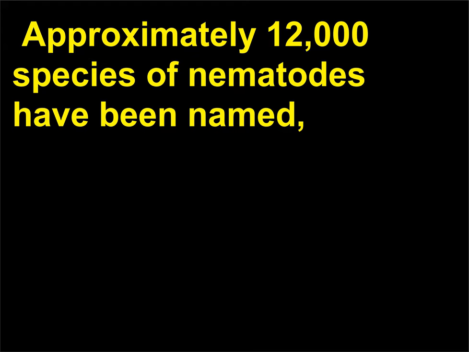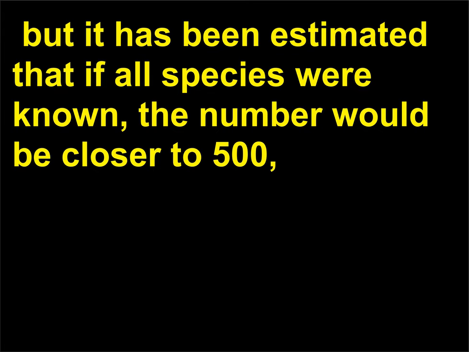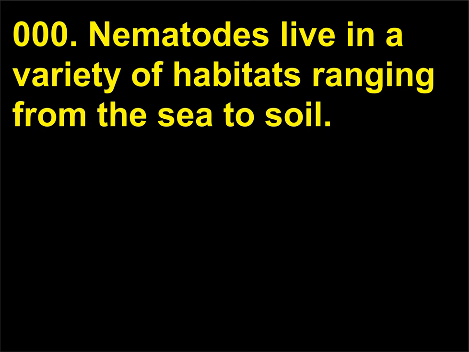Approximately 12,000 species of nematodes have been named. But it has been estimated that if all species were known, the number would be closer to 500,000. Nematodes live in a variety of habitats ranging from the sea to soil.